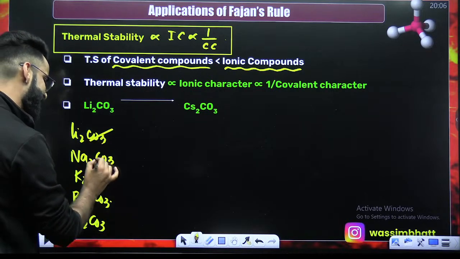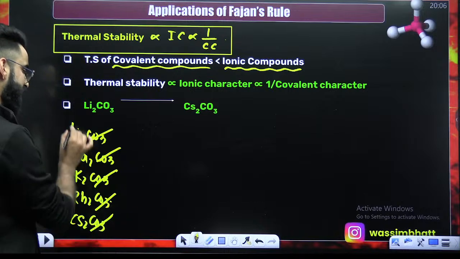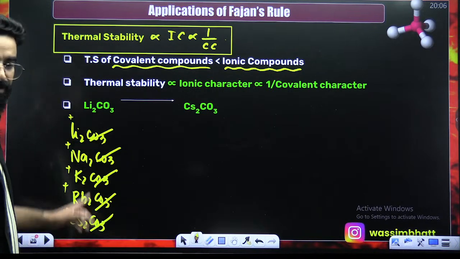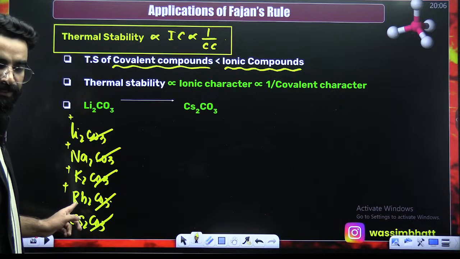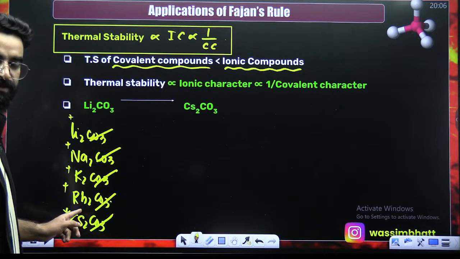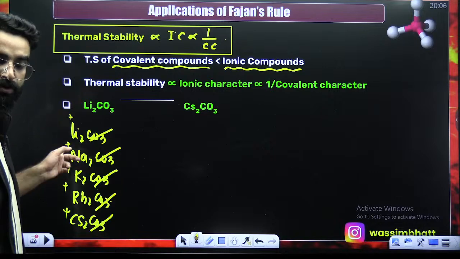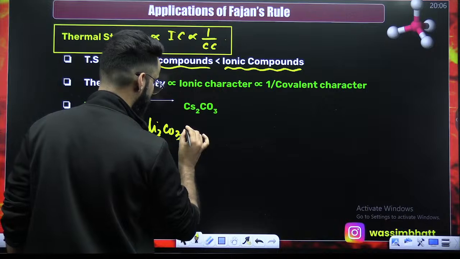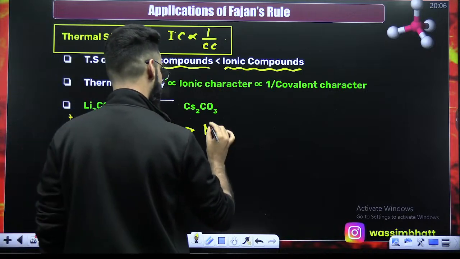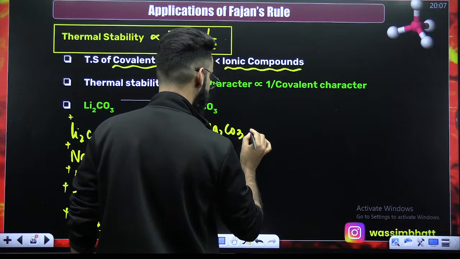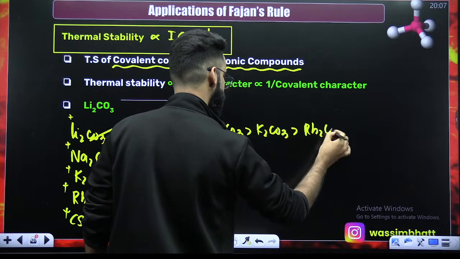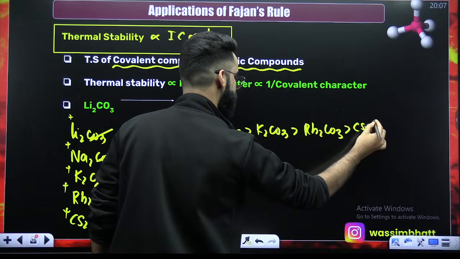See, anion everywhere is same. Leave it. Talk in terms of cation. Li positive, Na positive, K positive, Rb positive, cesium positive. Charge on cation everywhere same. Leave it. Talk in terms of size of cation. Lesser the size of cation, more the covalent character. So, I would say Li2CO3 will have more covalent character than that of Na2CO3, then that of K2CO3, then that of Rb2CO3, then that of Cs2CO3.